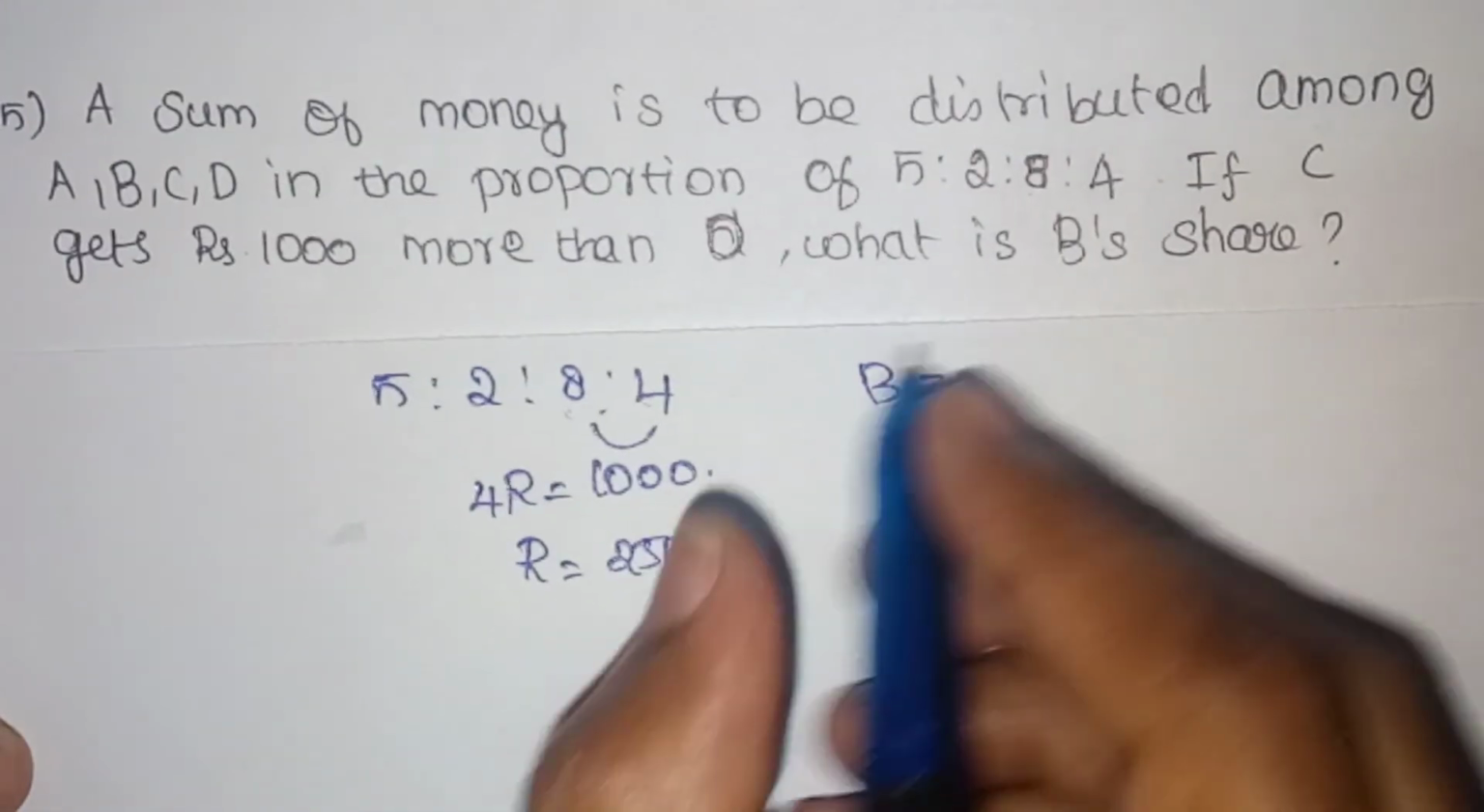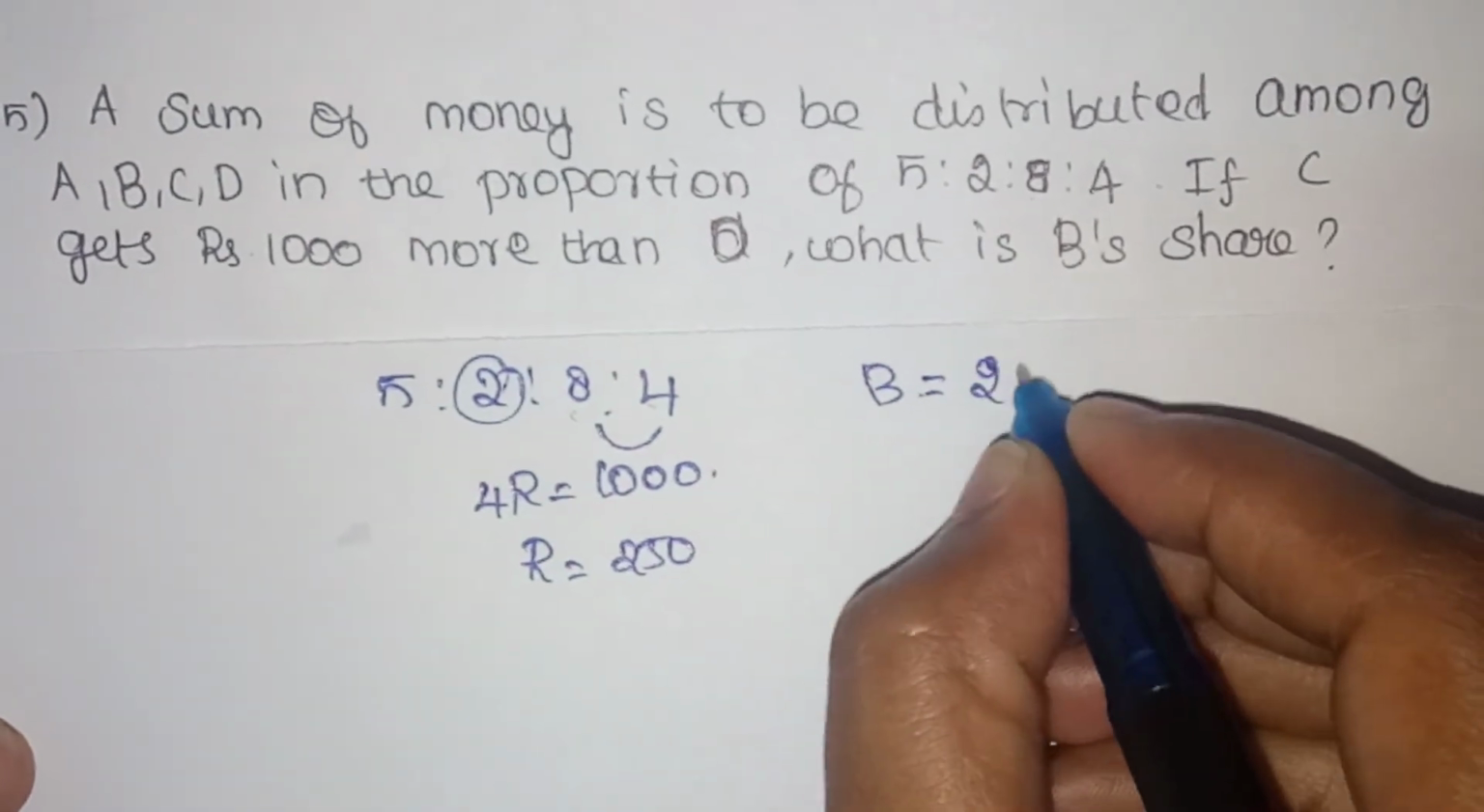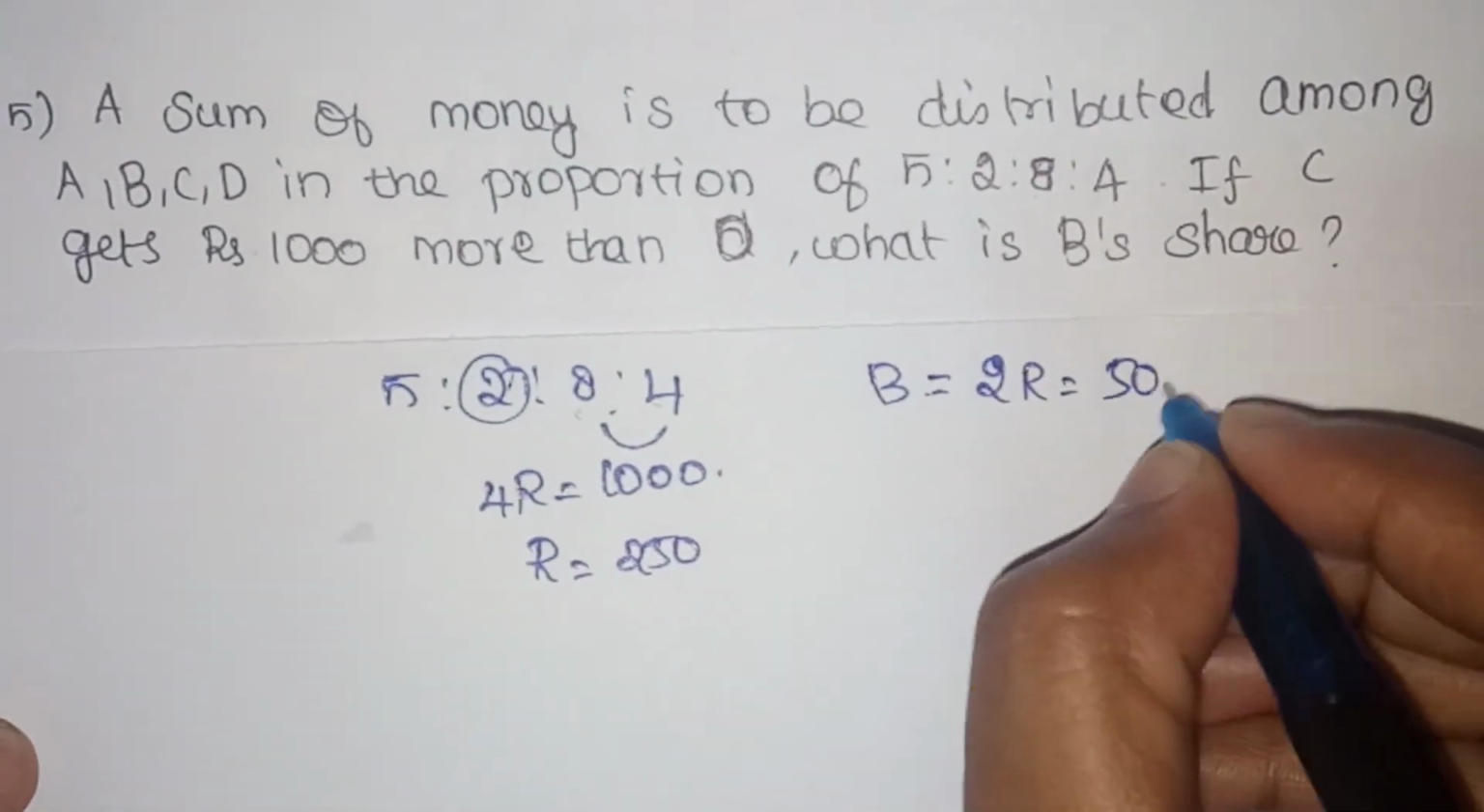We have to find the share of B. The share of B will be 2 ratio. So the value of 2 ratio will be 2 into 250, 500. So the share of B will be 500.